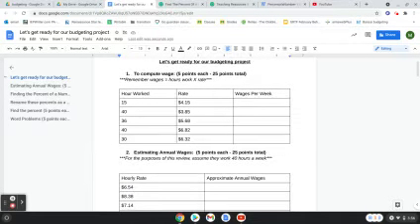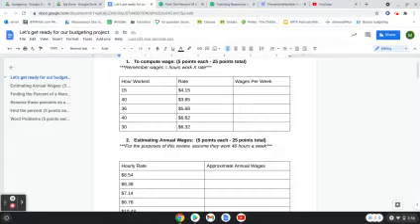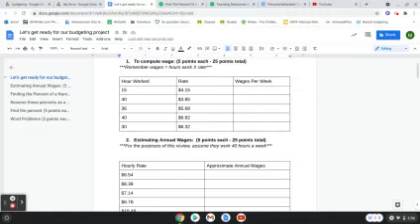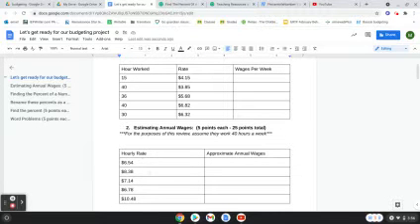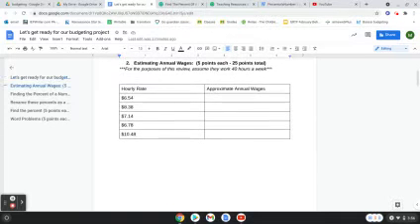For part two, you're just going to figure out the estimate wages. For the purposes of this review, assume that everyone works 40 hours a week. So I gave you the hourly rate, and you're going to have to figure out approximately what their annual wages are, how much they made per year.